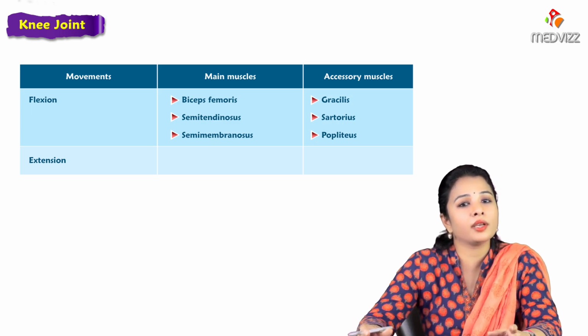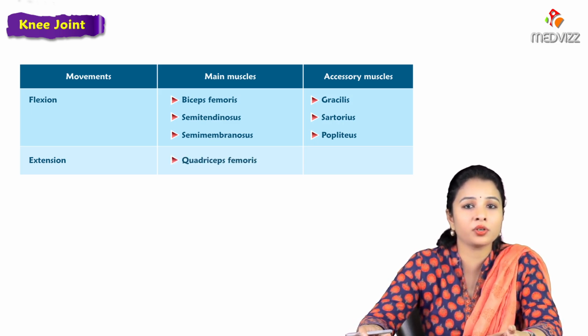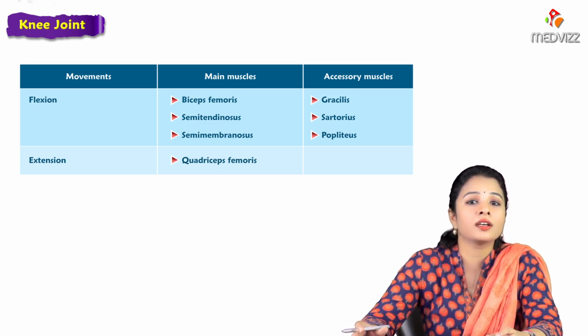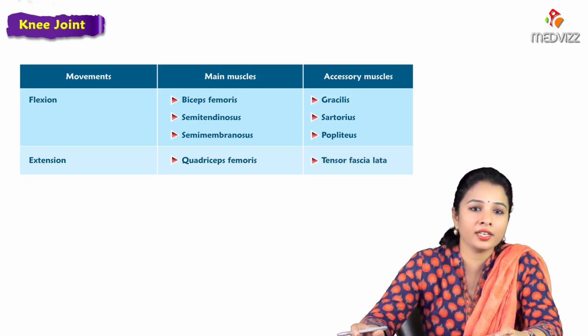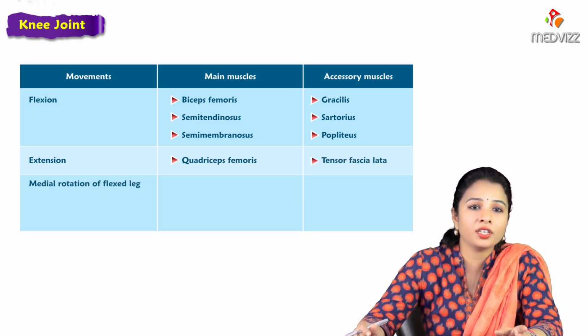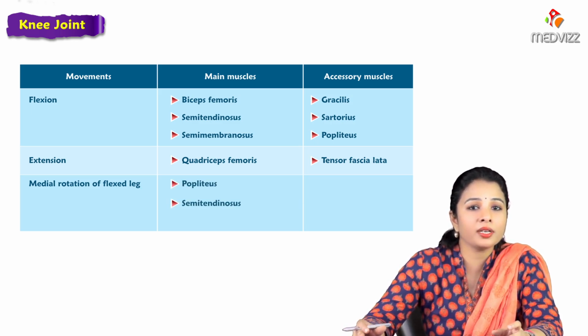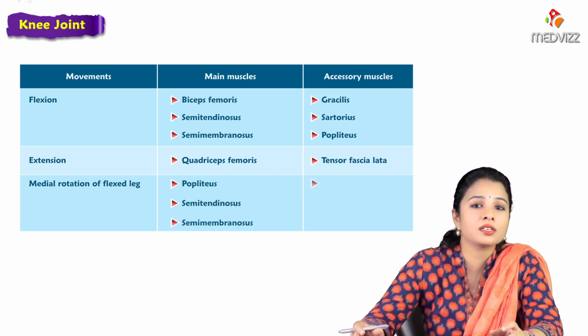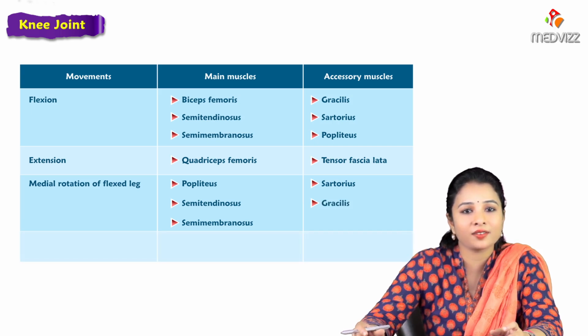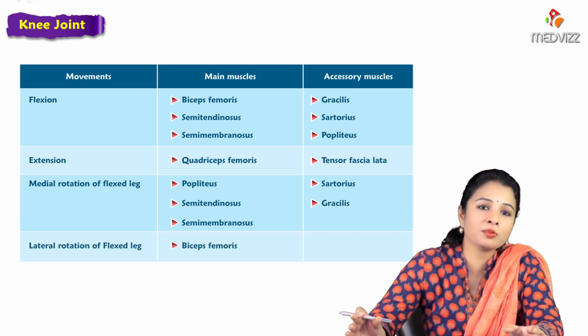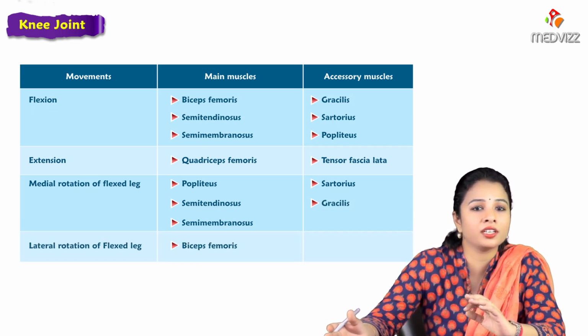Extension of the knee is mainly brought by the quadriceps femoris, and the accessory muscle is TFL, tensor fascia lata. Medial rotation of the knee, that is the flexed leg, is by popliteus, semitendinosus and semimembranosus. Accessory muscles are sartorius and gracilis. Lateral rotation is by biceps femoris because it is present on the lateral side.